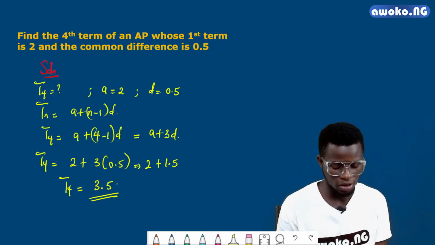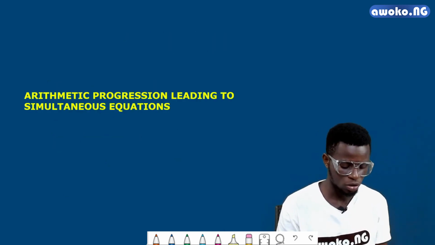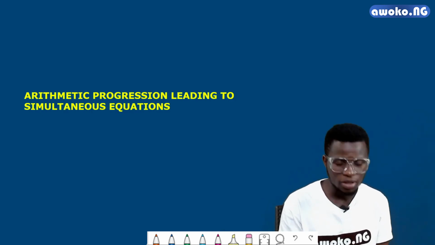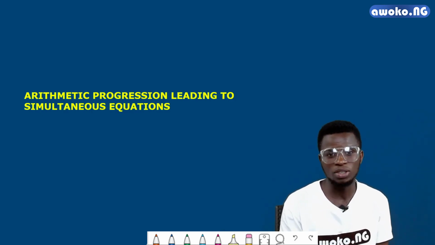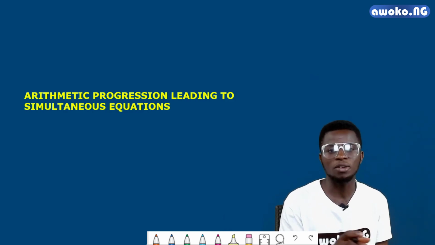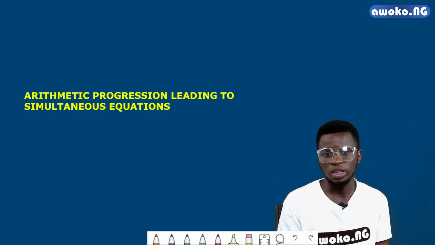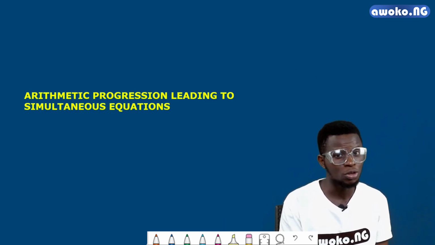With this, we've come to the end of today's class. In our next class, we are going to discuss arithmetic progression leading to simultaneous equations. There can be a scenario where we'll be given arithmetic progression problems that will lead to simultaneous equations. In such cases, we are going to follow some steps which I'm going to introduce to you in our next class. So do not miss it.